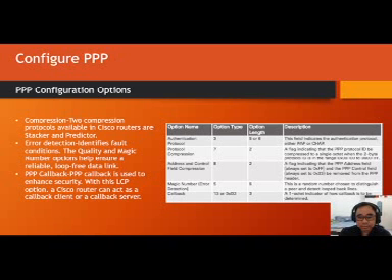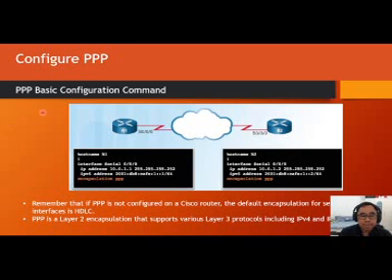Next. So this is a basic configuration for PPP. Remember that if PPP is not configured on a Cisco router, the default encapsulation for a serial interface is HDLC. PPP is a layer 2 encapsulation that supports various layer 3 protocols, including IPv4 and IPv6. Okay, so this is how you configure PPP.